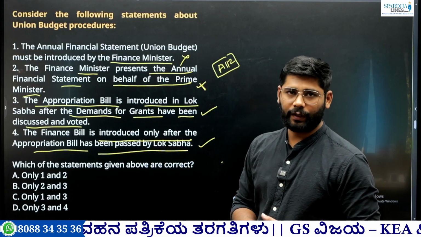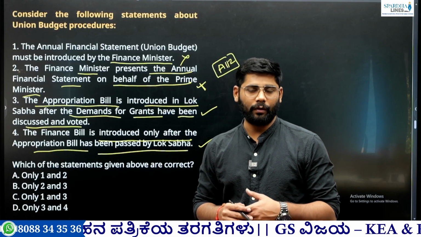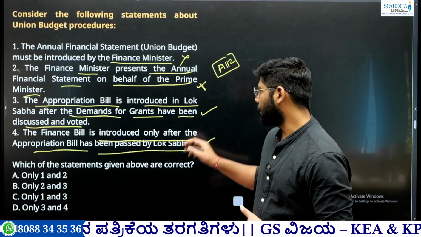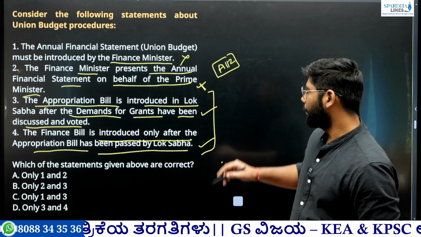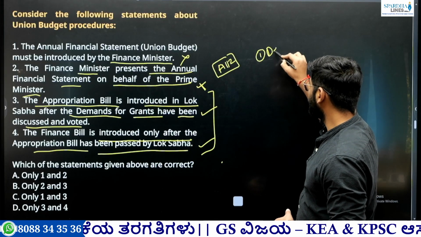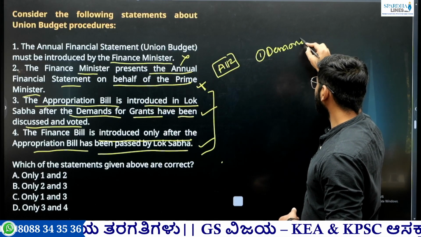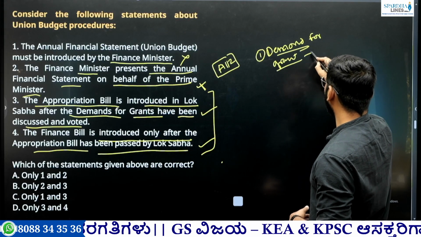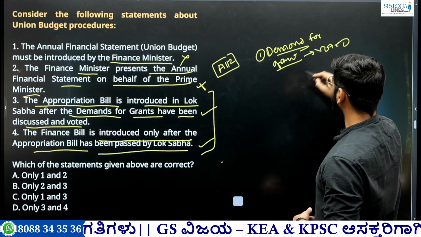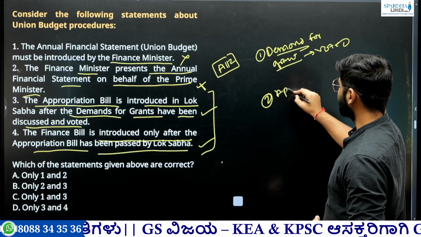Then finance bill is introduced only after appropriation bill has been passed by the Lok Sabha. Yes, this is the standard procedure written in the rule book of the Lok Sabha, so these two statements are correct. The appropriation bill will be introduced. First, what will they introduce? They will introduce demand for grant. This demand for grant will be voted. Okay, after voting, they will introduce appropriation bill.